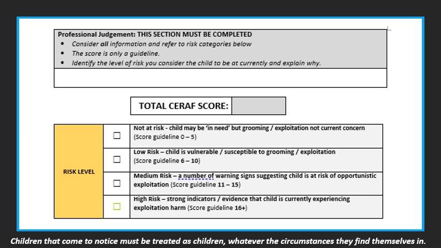You could, for example, have a CERAF score of 11, but one high risk indicator present that is significant in relation to child exploitation risk in your opinion. So this would be explained in the professional judgment box and reflected in the risk level you select, which you may believe sits in the high risk category rather than medium. Remember, the risk level is not determined by the score. The score is a guideline, and it is your professional judgment that is crucial to identifying child exploitation risk.